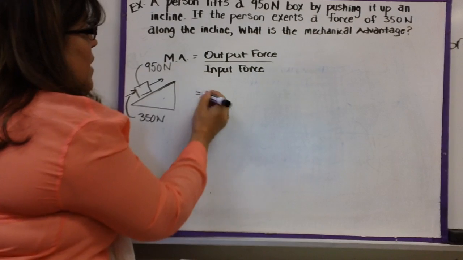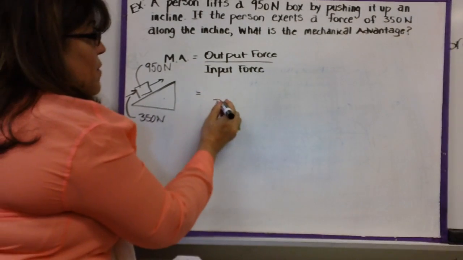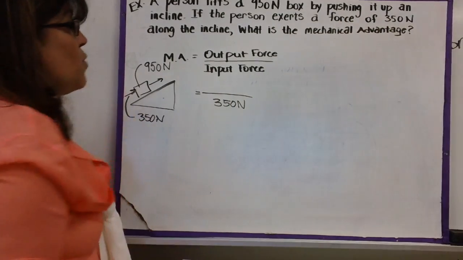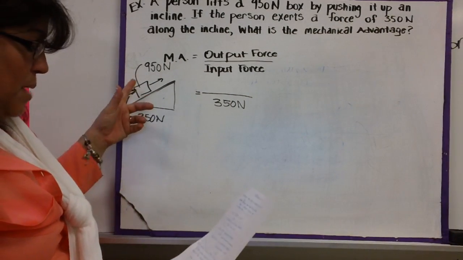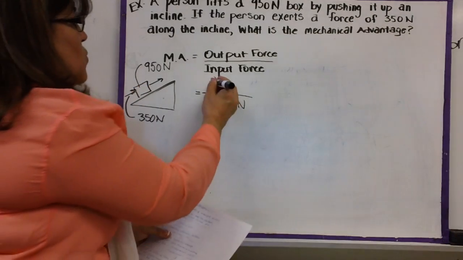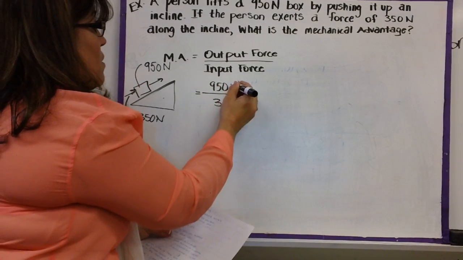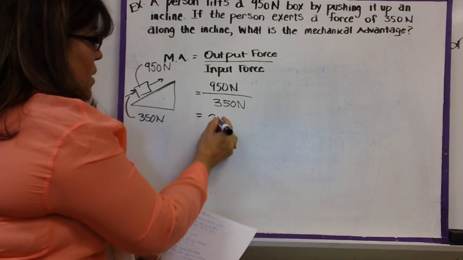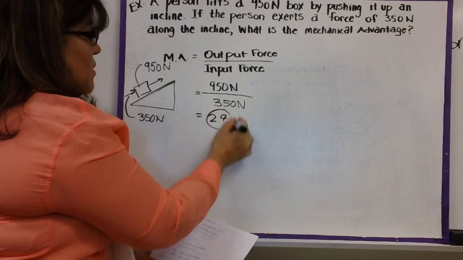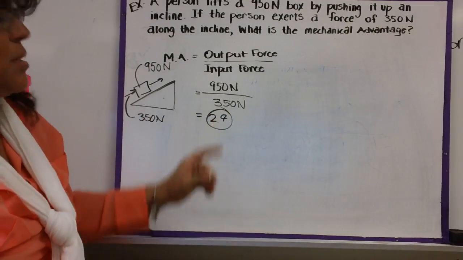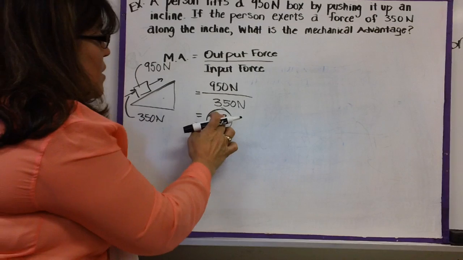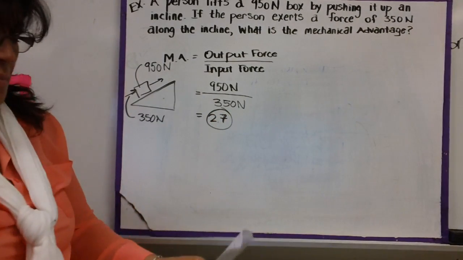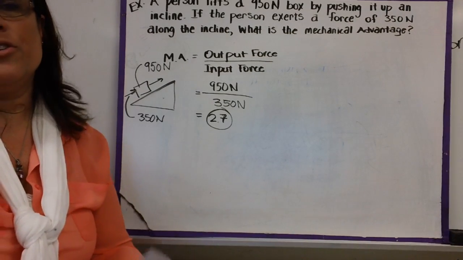Well, for the mechanical advantage, the input force is 350. So this person has to exert 350 newtons of force to get what out? Well, to be able to get 950 Newton forces out. So if you just divide the numbers, we have a 2.7 mechanical advantage. So this incline was able to give us a 2.7 advantage.